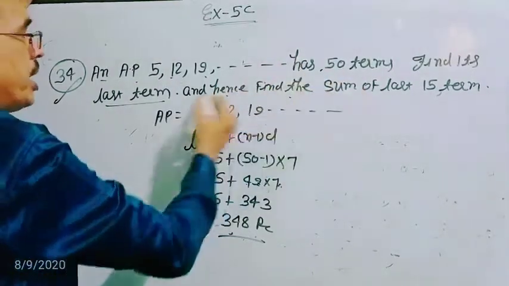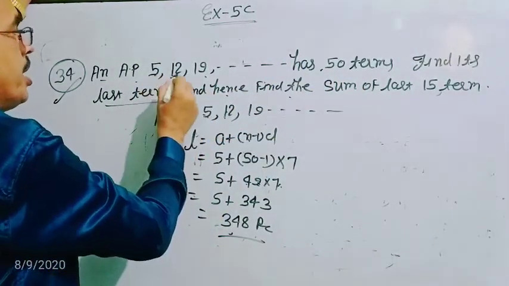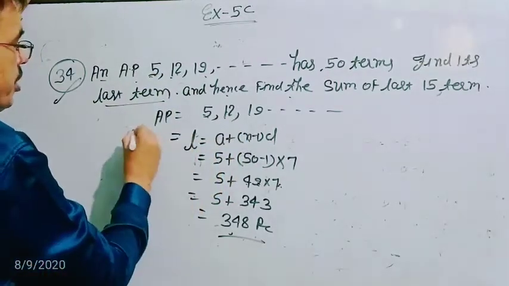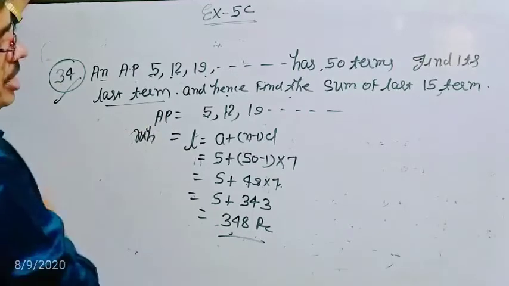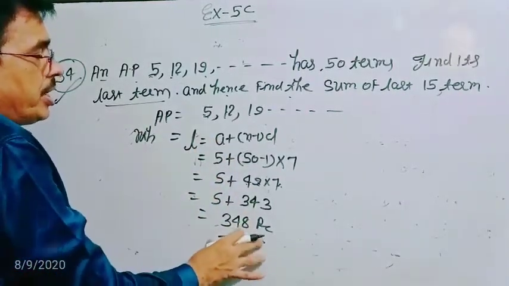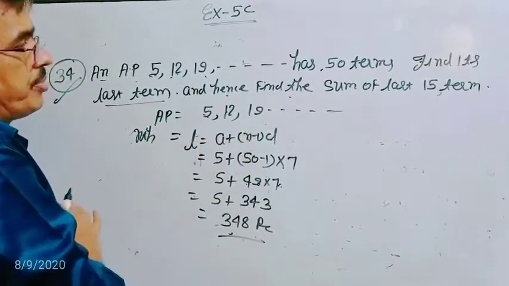So if the question is to find the last term, and you are given a and d, then the last term is denoted by the nth term. It is also denoted by Tn. Then Tn is a plus (n minus 1) into d. So you can find the last term with the help of this formula.